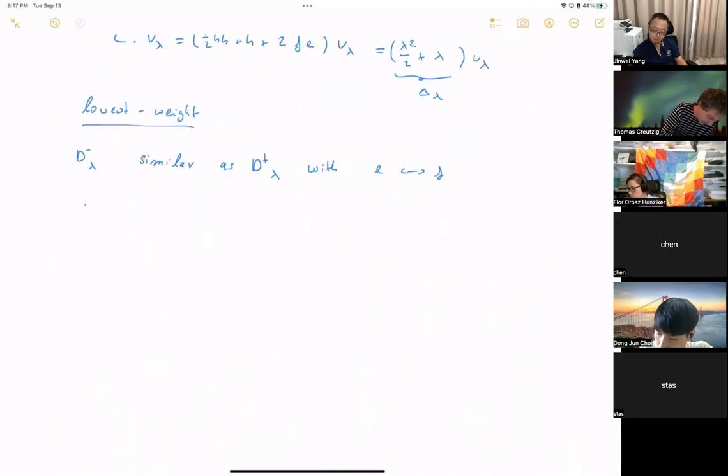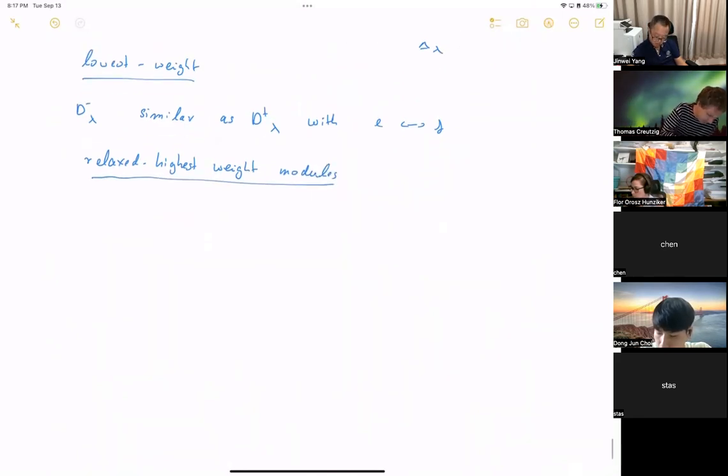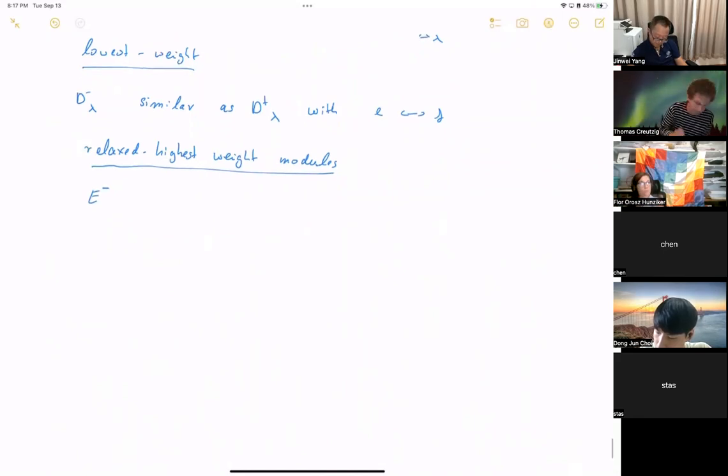And now the interesting thing, and now comes the relaxed highest weight module. This is surely something you are much less familiar with. So, let's see what we can do. First of all, we give it a name, and the index minus will become clear later. I will label it by two labels: lambda, a weight label, and delta. But what will it be? It will be a Casimir eigenvalue.